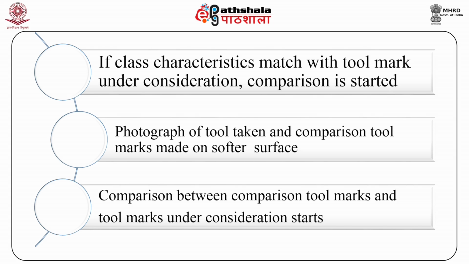The comparison is then done between the comparison tool marks and the tool marks under investigation using a comparison microscope, which consists of two microscopes connected with each other, with which two objects can be viewed simultaneously with the same degree of magnification, or a stereo microscope. If a match exists, then the common origin between the two tool marks is established, which then leads to a conclusive report of the case.